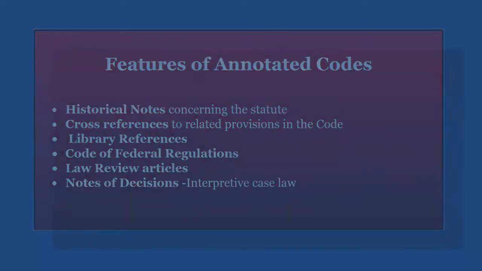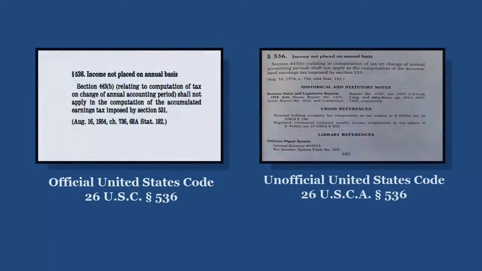For example, here is Title 26 of the United States Code, Section 536, from both the official United States Code and the United States Code Annotated. Note that the official code has only the language of the statute, whereas the United States Code Annotated contains historical notes and other helpful research aids.